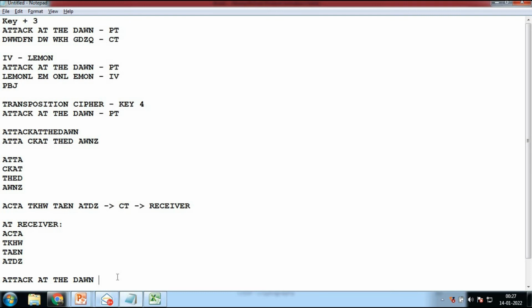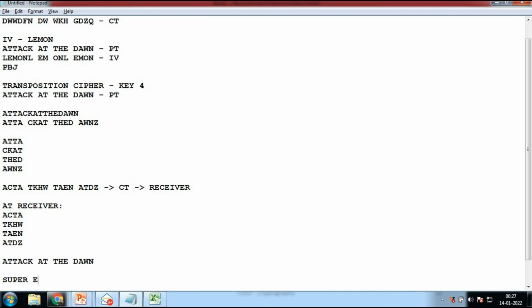That is the transposition cipher. If I do the substitution and the transposition multiple times with different keys, I call it a super encryption, which is equal to substitution plus transposition, multiple times.